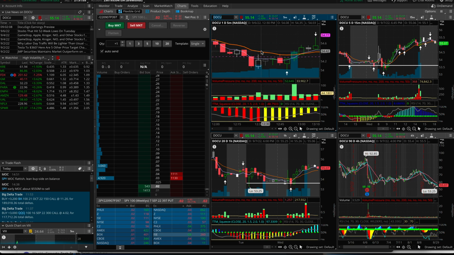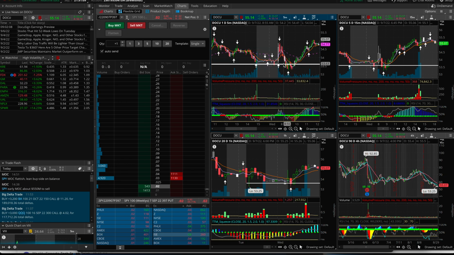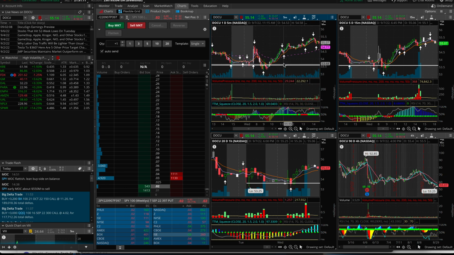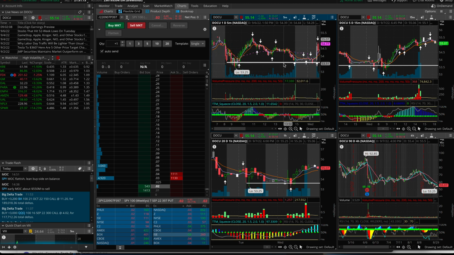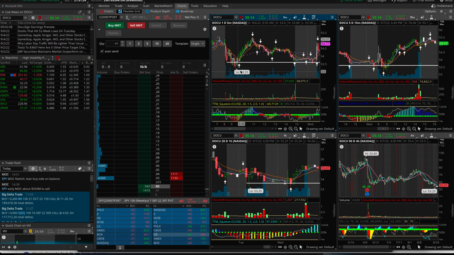I need to find where in the day. I need to zoom out a little bit here probably. All right, we're on the 5-minute chart here, and DocU, this is from yesterday. Here's the level. So if we take a look at what this alert is saying, I am interested in DocU if the price gets below $53.60. So you can see here on the chart, I have made a mark where that was.